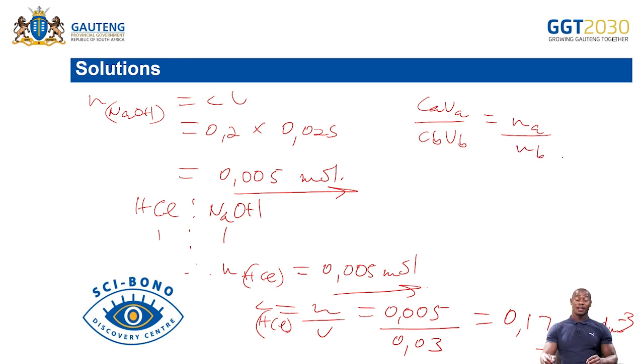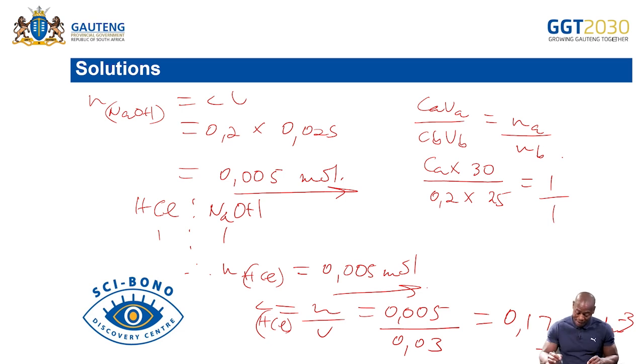If there is complete neutralization, for complete neutralization, the concentration of an acid is what we are looking for. Volume of an acid is 30. Concentration of a base, 0.2. The volume of base that was used to completely neutralize that acid solution is 25. Number of moles from the balanced equation of an acid is 1. The balanced equation of a base is also 1.